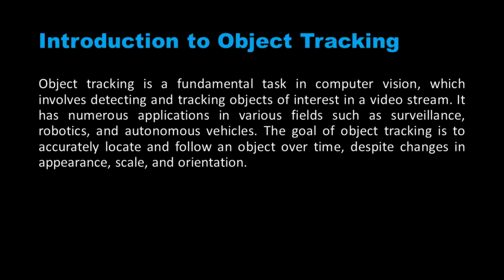Object tracking is a fundamental job in computer vision that includes detecting and tracking items of interest in a video stream. It has a wide range of applications in fields such as surveillance, robotics, and autonomous vehicles. Object tracking aims to accurately identify and track an object across time with changes in appearance, scale, and orientation.